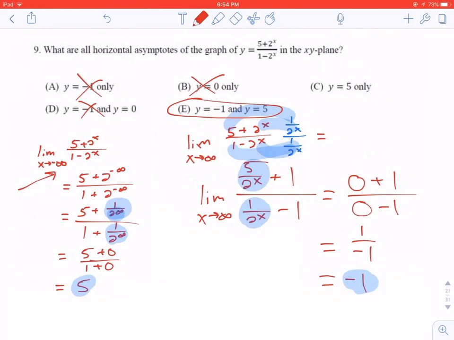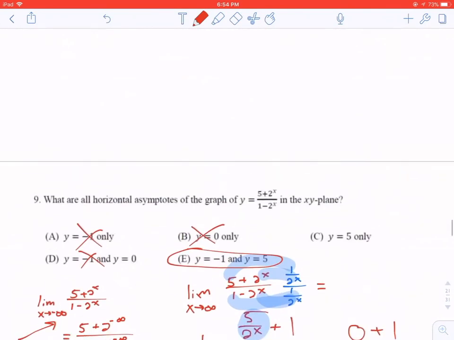Is there a faster way to do this? Probably. But I don't know how that is. All right, that finishes that.